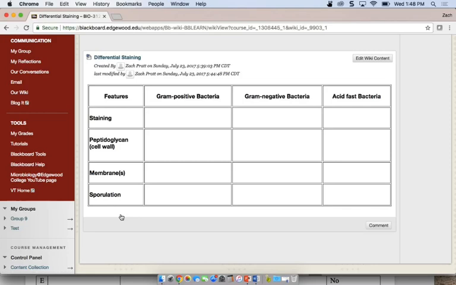And so there's some differences in how they stain, the processes by which we stain them, differences in the cell wall, differences in the membrane structure, and whether they sporulate or not. And that's not something we'll cover until Monday, but do take a quick look at that as well. And then we'll go through this on Friday.